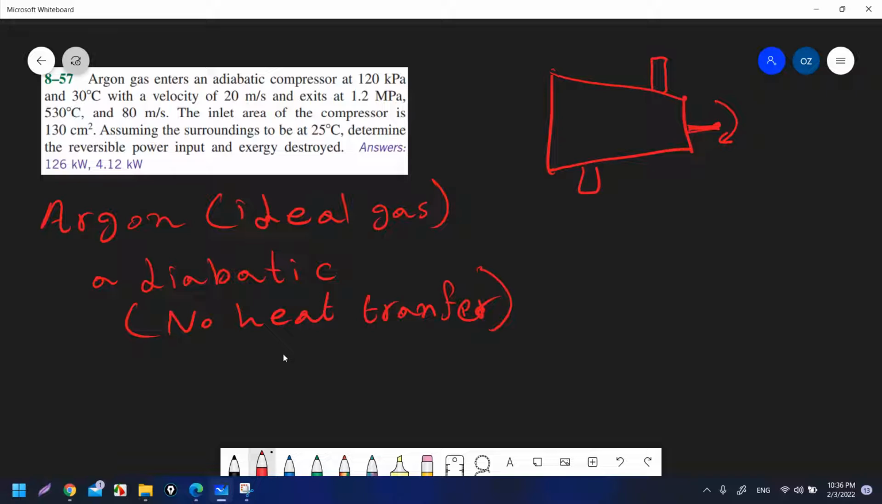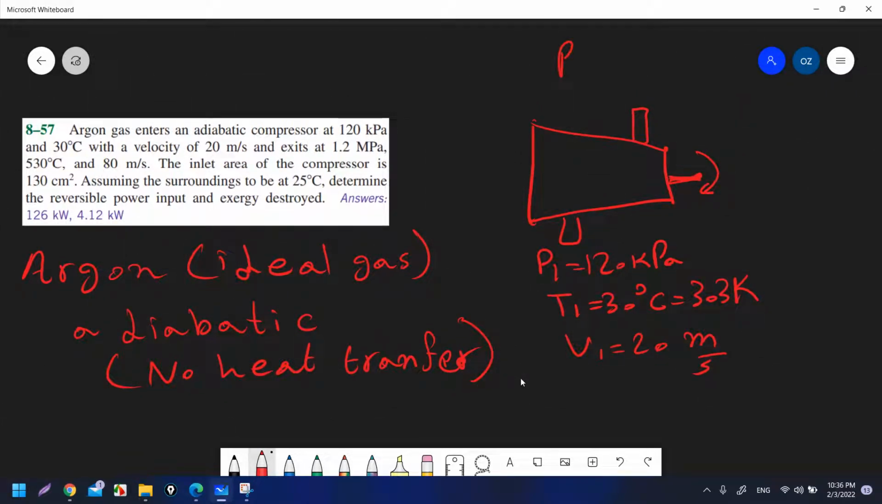At the inlet it enters at 120 kilopascal, so P1 is 120 kilopascal. T1 is 30 degrees Celsius or 303 Kelvin. With a velocity V1 equal to 20 meters per second, and it exits at pressure P2 equal to 1.2 megapascal, and T2 is 530 degrees Celsius, which is equal to 803 Kelvin. At V2, 80 meters per second.